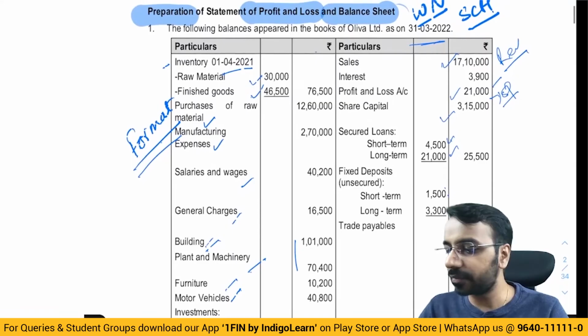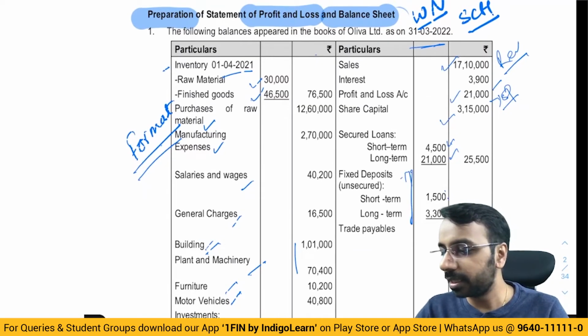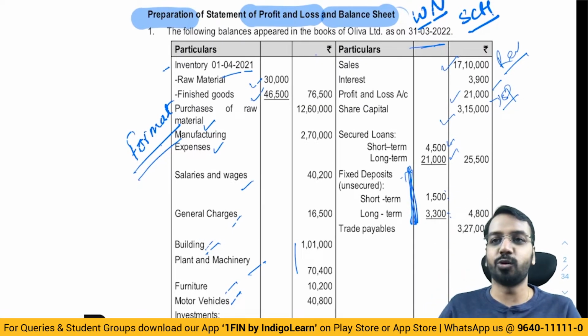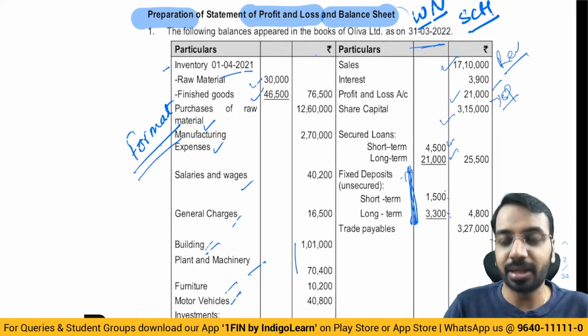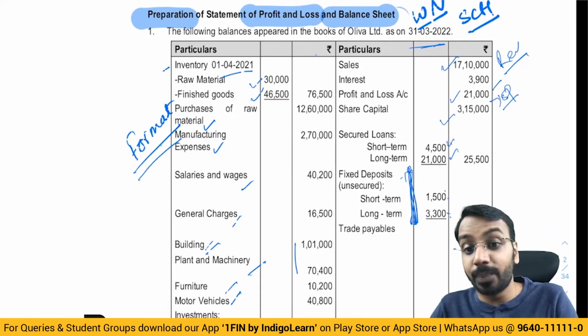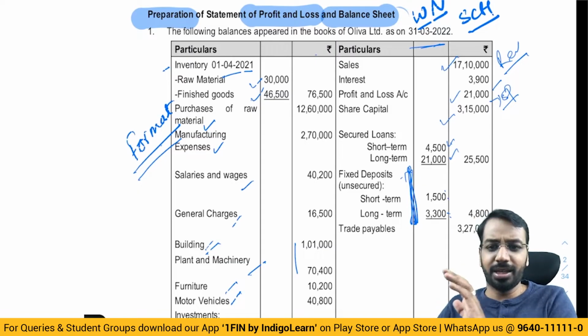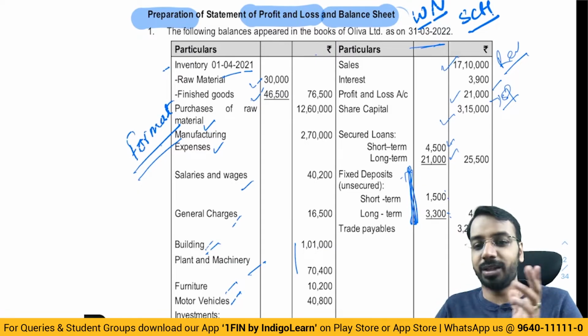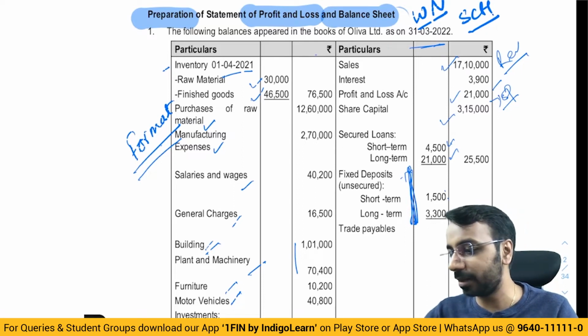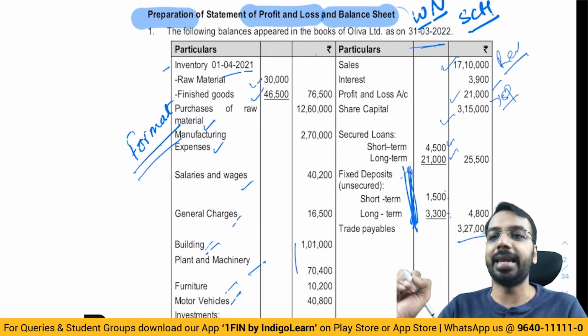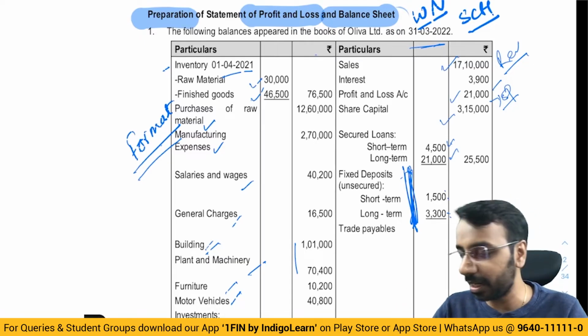Then what is this fixed deposits unsecured? These are again liability side. Don't think that these fixed deposits are your investments or deposits with bank. These are the deposits that the company has accepted. Okay. Remember your chapter on deposits in your corporate law. You would have learned about it. So there are some deposits and trade payables. These are credit balances. Don't think this to be an asset item. Please keep this in mind, right?